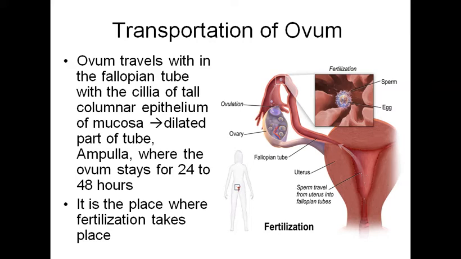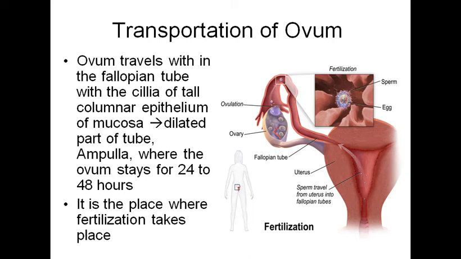Now the ova has reached the dilated part of the tube, which is the ampulla. The ampulla is a dilated part of the tube. The ova will now reside there, where it can stay from 24 to 48 hours, means it can stay up to there for 2 days maximum. And this is the place where fertilization takes place normally, right?